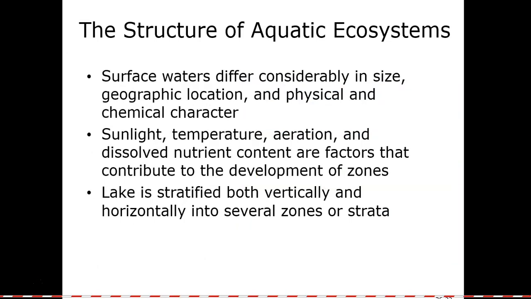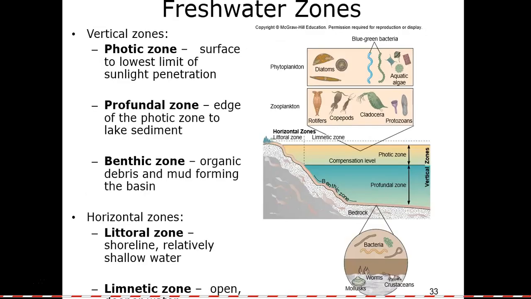Our aquatic ecosystems, things like lakes, ponds, and oceans, differ in size, location, and chemical characteristics. This is all driven by differences in many of our abiotic factors, things like sunlight, temperature, and aeration. Lakes can be stratified into zones, or strata, as they're sometimes called. We have the photic zone, which is the surface, down to the lowest limit of sunlight penetration. We have the profundal zone, which is the edge of the photic zone, almost all the way down to the sediment at the bottom. And then we have the benthic zone, which is the sediment in the lakes that consists of organic debris and mud.